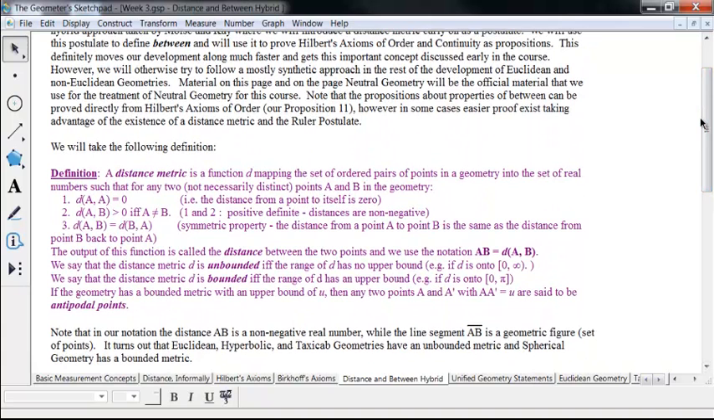Okay, so a distance metric is a function d mapping the set of ordered pairs of points in a geometry into the set of real numbers, such that for any two, not necessarily distinct, points A and B in the geometry, the distance between a point and itself is 0. Distance of A, comma A is 0.